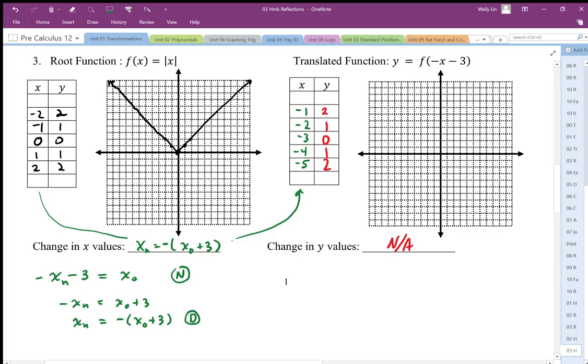So then drawing in my final graph here, I'm going to end up with negative 1, positive 2, negative 2, positive 1, negative 3, 0. There's my vertex. And then negative 4, 1, negative 5, 2, and I can see that's going to go up like this. Okay, so there's my transformed graph.